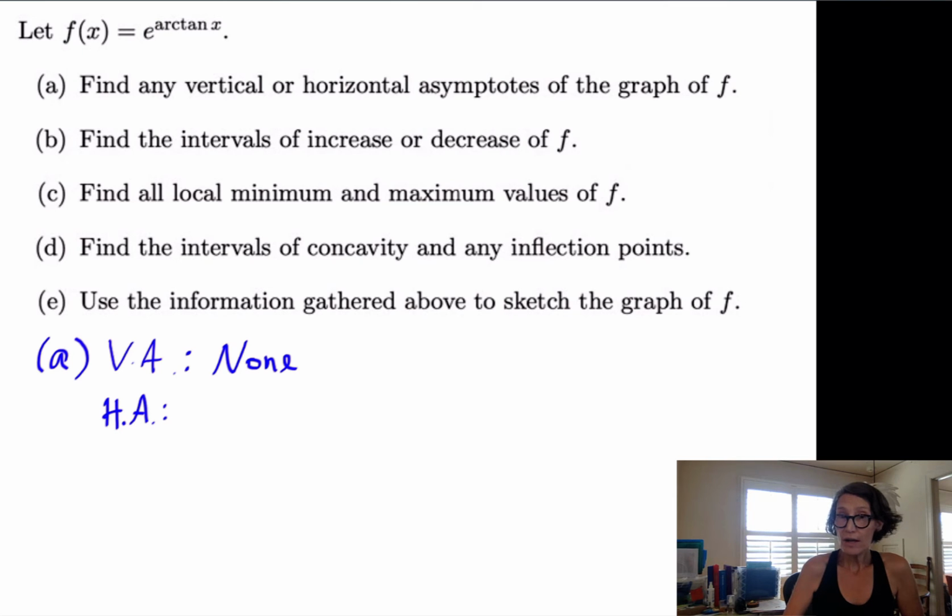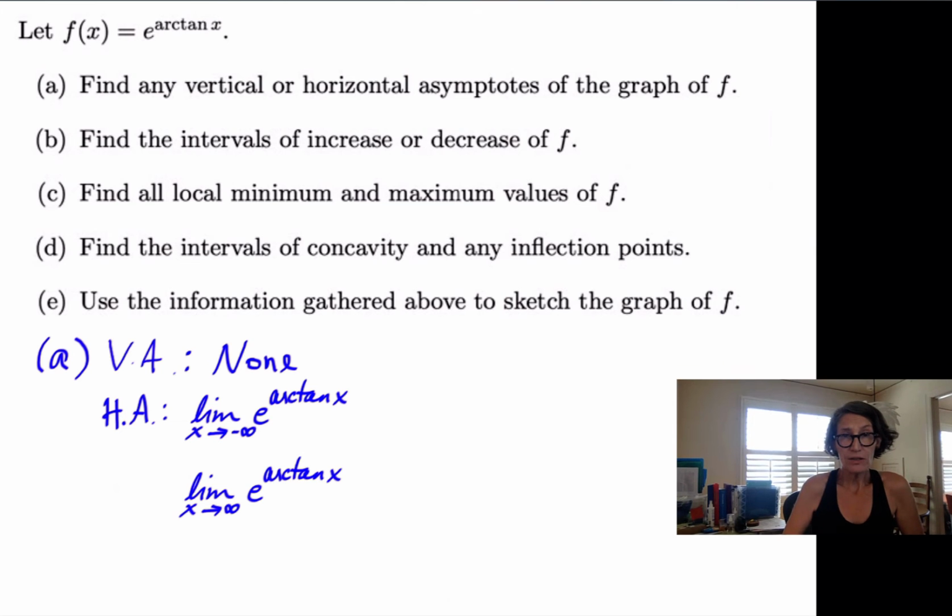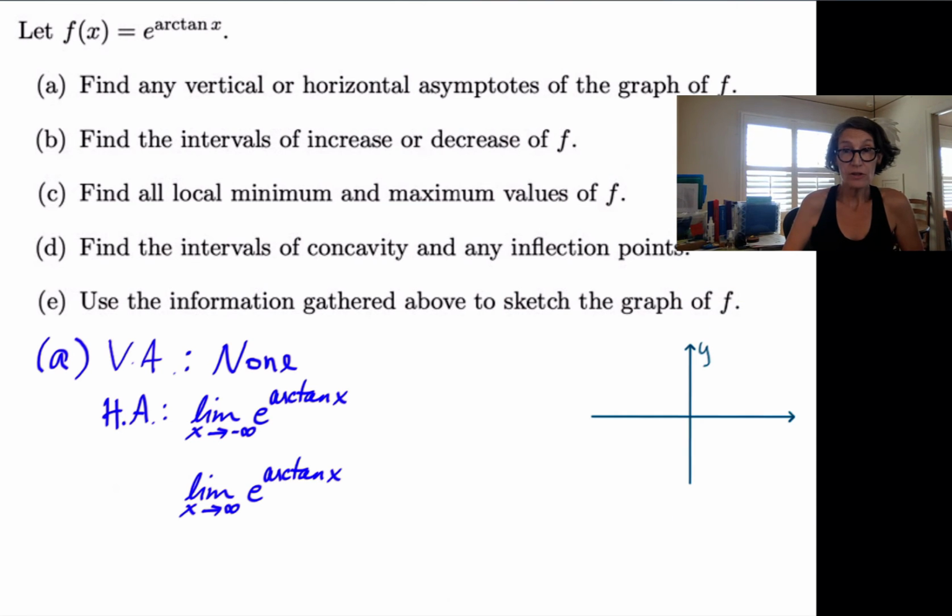For horizontal asymptotes, we have to take the limit of the function as x approaches positive infinity and also as x approaches negative infinity. To do that, we need to remember what the graph of the arctangent function looks like. So let's graph the arctangent function.